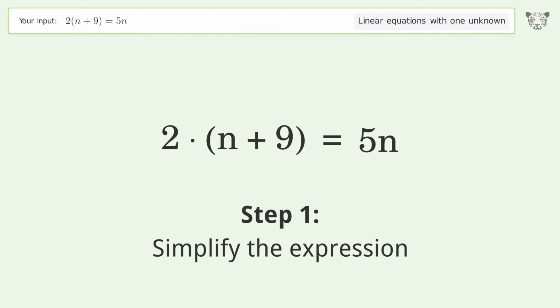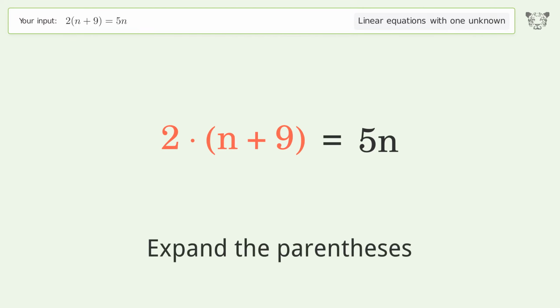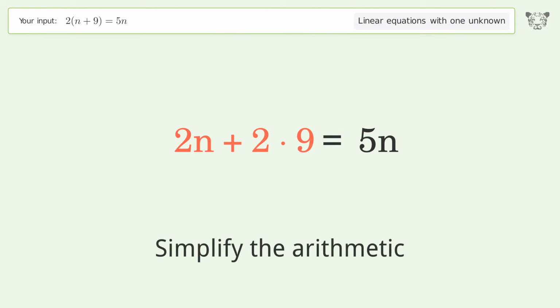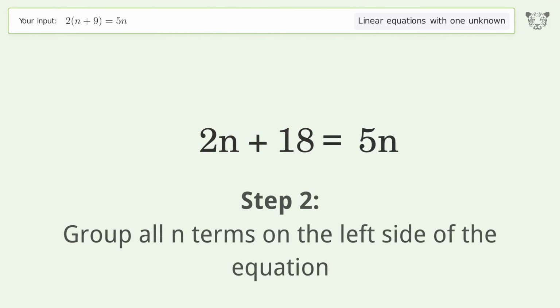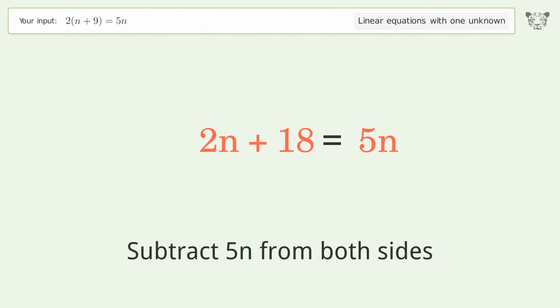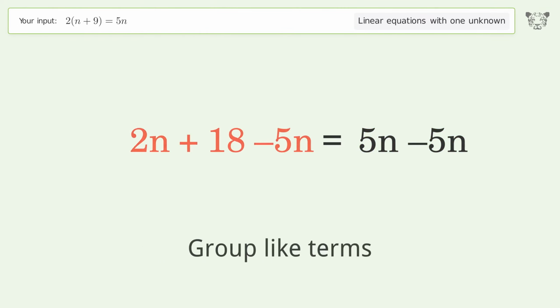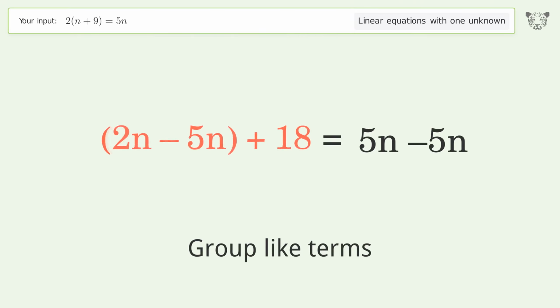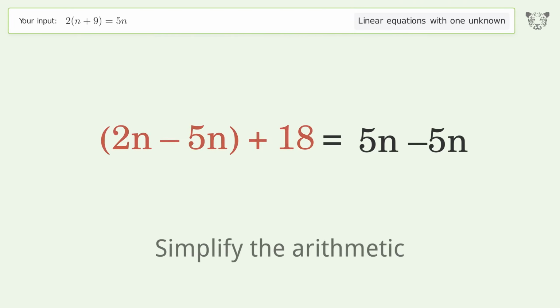Simplify the expression. Expand the parentheses. Simplify the arithmetic. Group all n terms on the left side of the equation. Subtract 5n from both sides. Group like terms. Simplify the arithmetic.